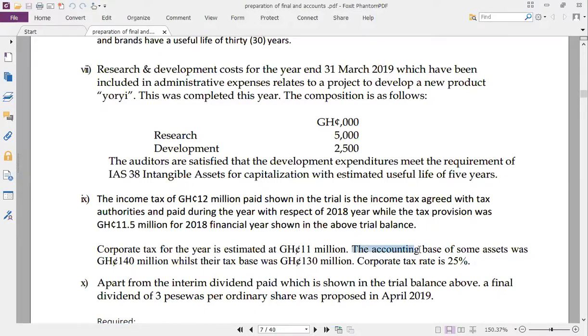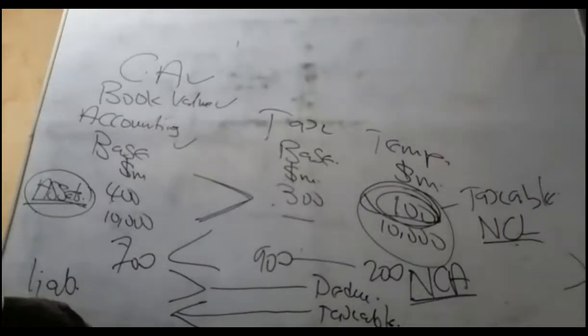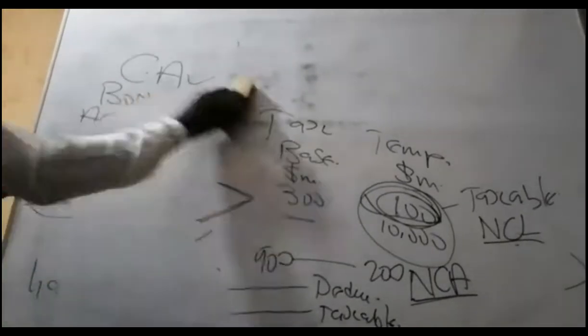The accounting base of some assets was 140 million, whilst their tax base was 130 million. The corporate tax rate is 25%. So what do we do? We have to find the temporary difference. Then we do justice. So let's see how best we can do this. First, all you have to do is this.